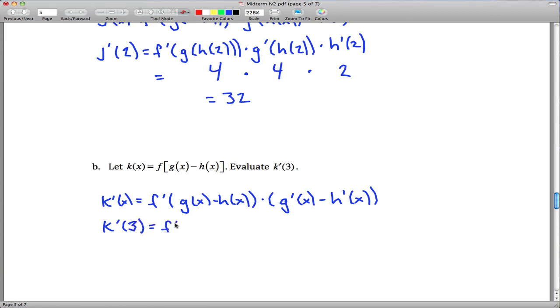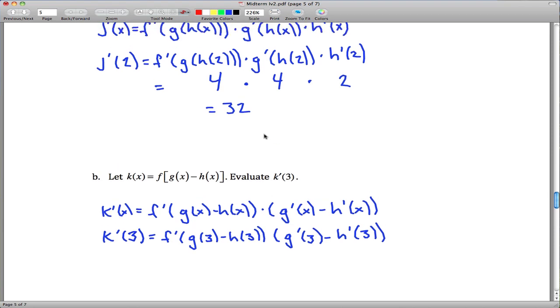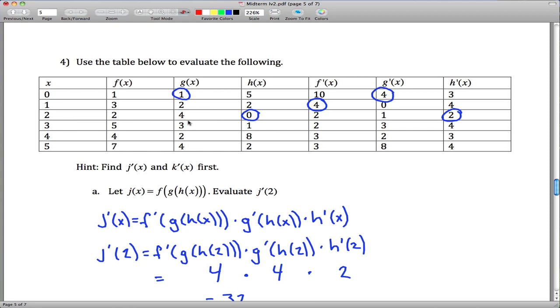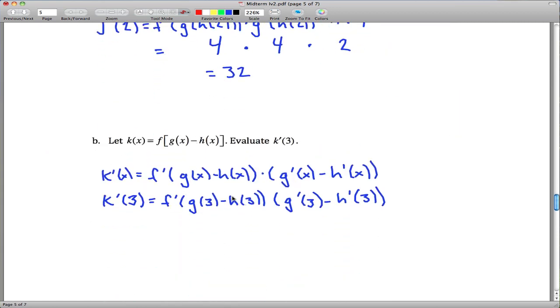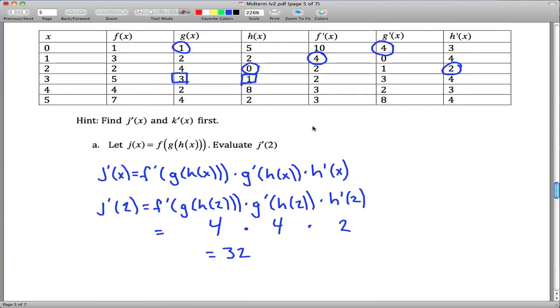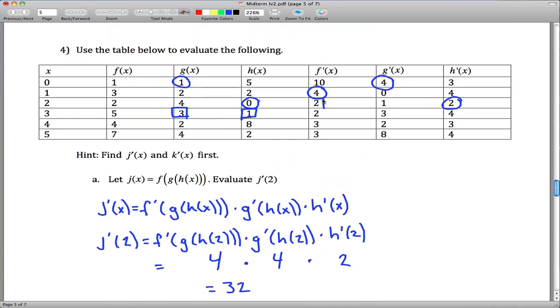And what that is, is f prime of g of 3 minus h of 3 times g prime of 3 minus h prime of 3. Okay, so let's see, working from the inside out, g of 3 minus h of 3 is what we've got on the inside here. G of 3 is 3, h of 3 is 1, and 3 minus 1 is 2. So what we want is f prime of 2. F prime of 2 is 2.